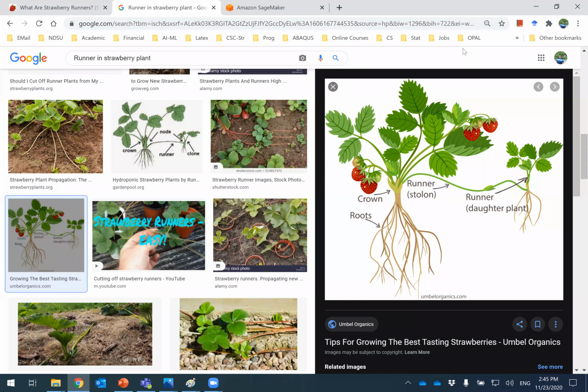Welcome to the very quick introduction on detecting the runner in the strawberry plant. So what is a runner? Runners are a stem-like component of the strawberry plant that usually tend to grow long.